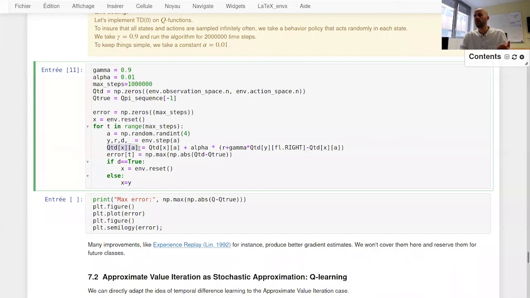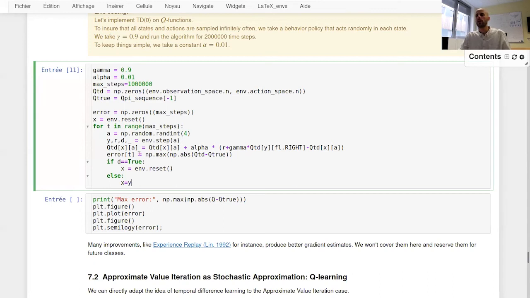QTD of SA equals Q of SA plus alpha times the temporal difference. So the temporal difference is R plus gamma QTD of Y and the policy that moves right, because I'm evaluating this policy, minus QTD of XA. And once I've performed this update, I just compute my error, which is the supremum norm of QTD minus Q true. If I've fallen into a hole, I just reset the environment and restart. Otherwise, I just move on to the next state.